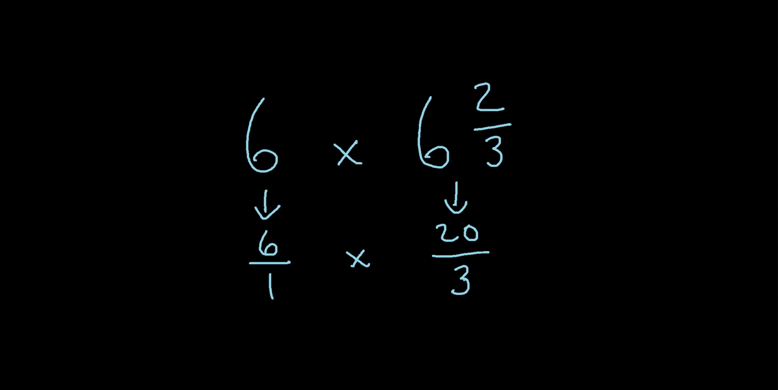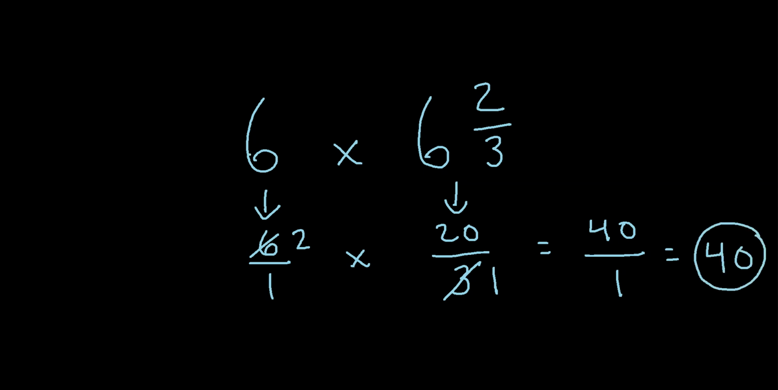So if we do 3 divided by 3, that's 1. So we can cross this out and make it a 1. And then 6 divided by 3 is 2. So we can cross this out and make it a 2. So now we can do 2 times 20, which is 40. And in the denominator, we have 1 times 1, which is just 1. So we get 40 over 1, which is the same as 40. So this is our final answer. 6 times 6 2/3 is 40.